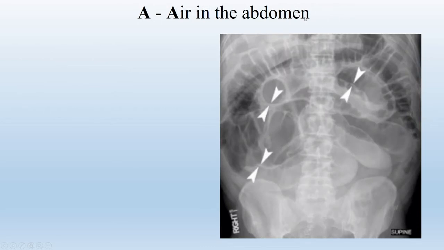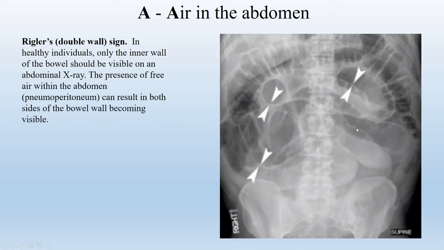Another sign that can be used to recognize the gas or air in the abdomen is this one. Again, here is the hint with arrows. So it's called Rigler's or double wall sign. Normally you don't see the two sides of the wall because the gas is only present inside of the lumen of the bowel, but if you have the gas outside, both sides of the bowel, inside and outside, will be visible. Again, it's called Rigler's or double wall sign.